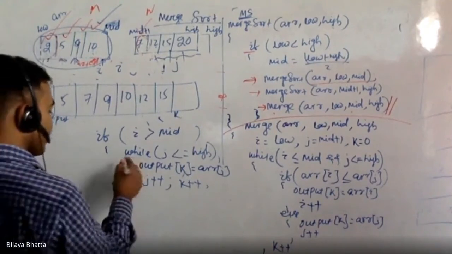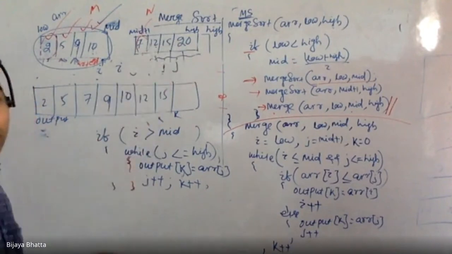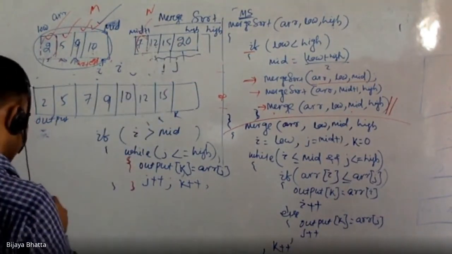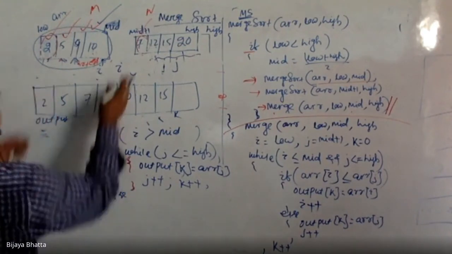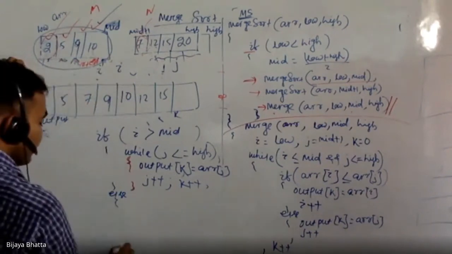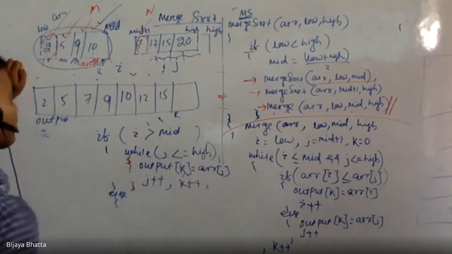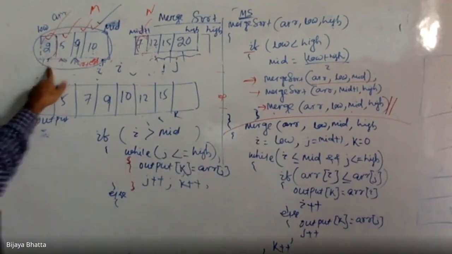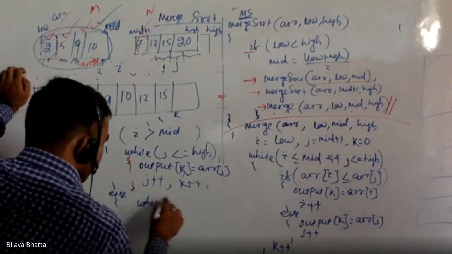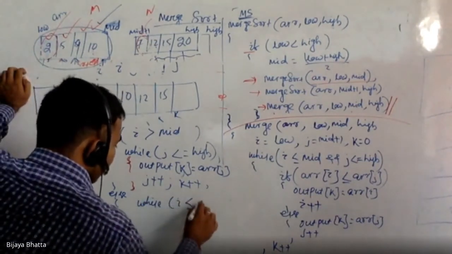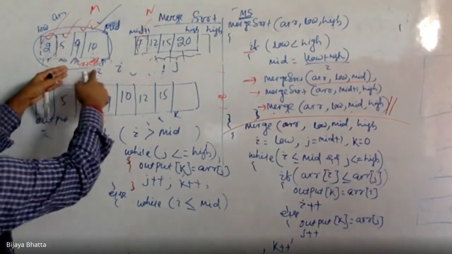So if there exists some element in the right hand side, but that could go to the other, right? So it could be else. That means some element might be present in the left hand side. If some elements are present in the left hand side, again we will do the same thing. So it was j is less than equal to high, but here it will be i is less than equal to mid. So you will put a while loop again, while i is less than equal to mid, right? So you will go till i is mid.